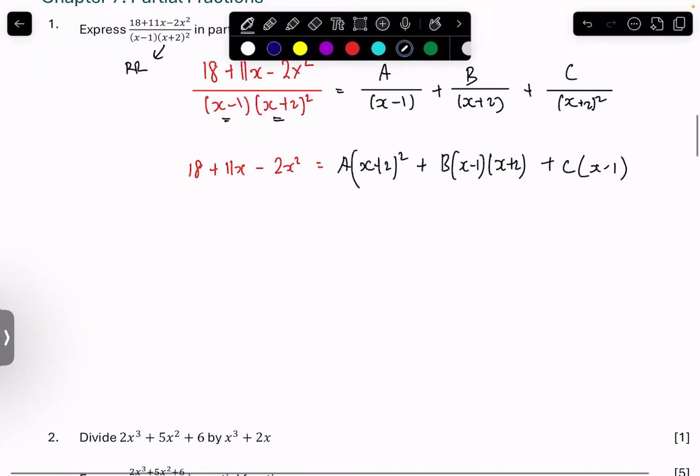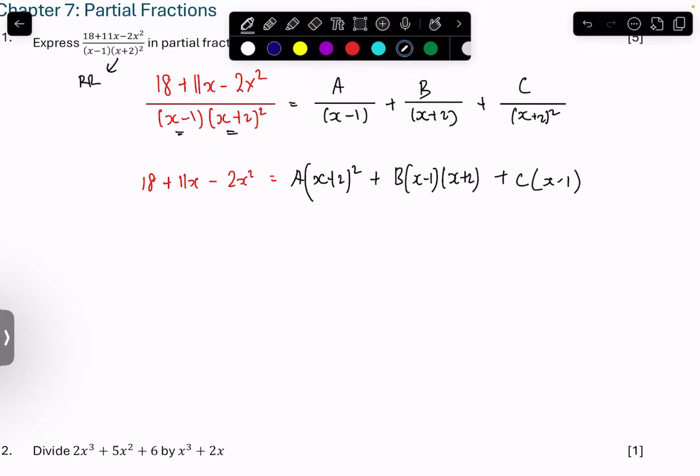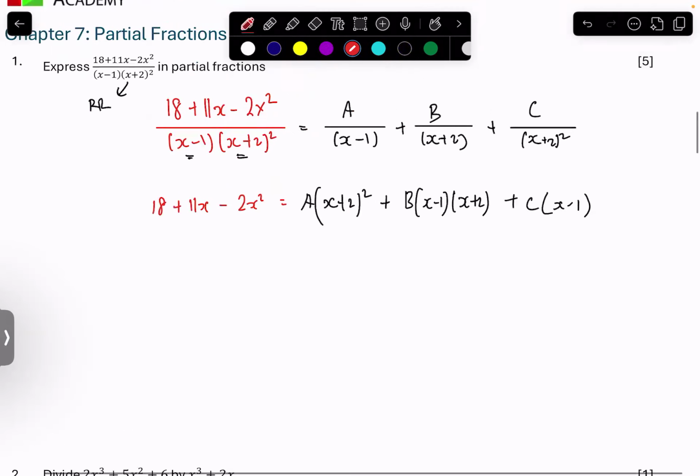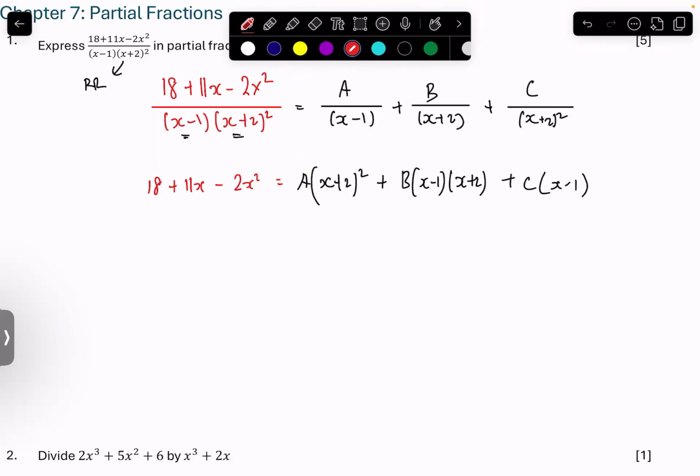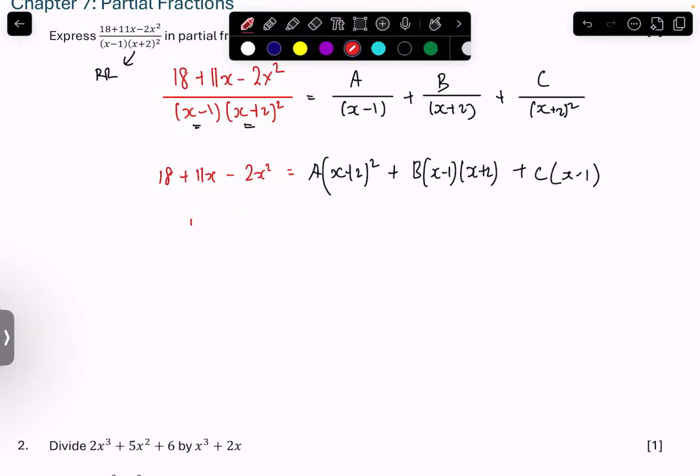Then we can do a few things down here, right? We can do either comparison or substitution. Personally, I always like to do substitution, because it's going to be very straightforward. When x equals 1, what are we solving for?